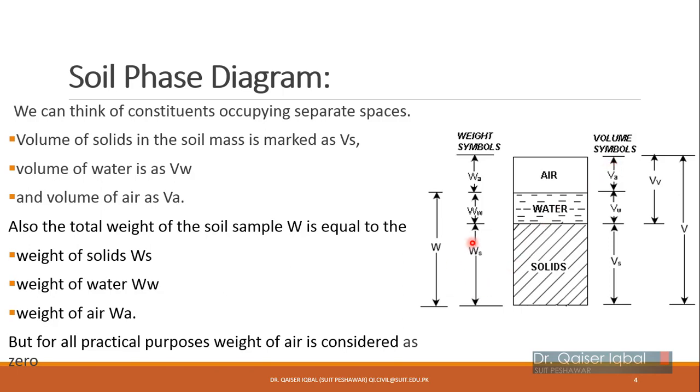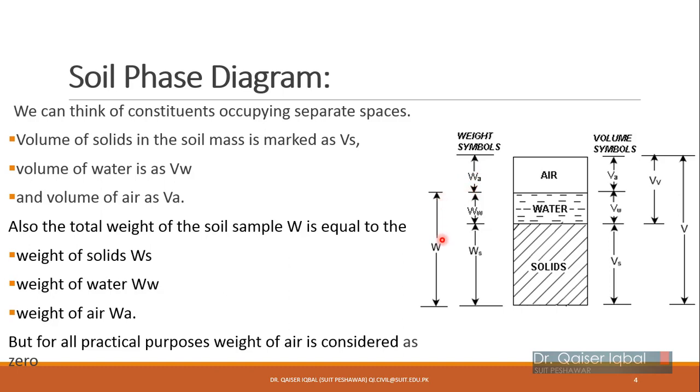Now coming to the weight side, the weight of the soil solids is represented as Ws, the weight of the water as Ww, and the weight of the air voids as Wa. In comparison to the weight of water and solids, we can consider the air to be weightless. So generally the weight of the air voids is taken as 0. So Wa will be considered as 0.